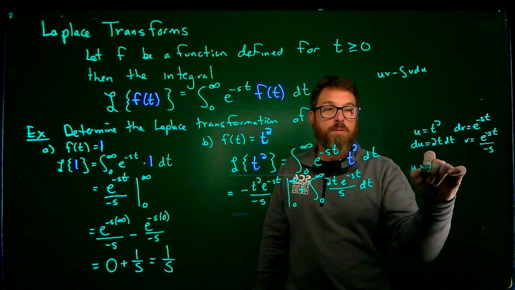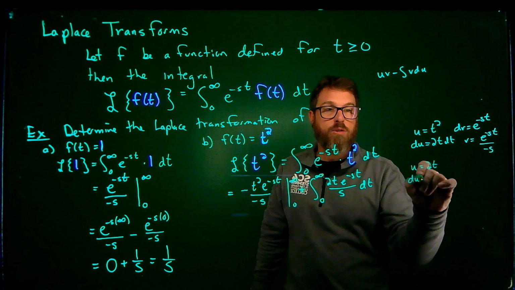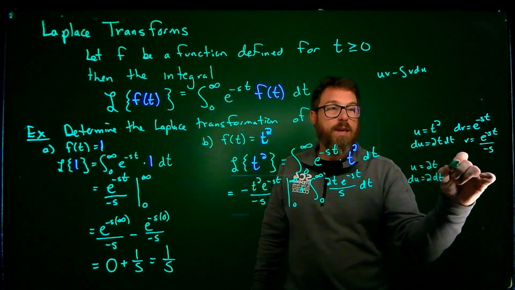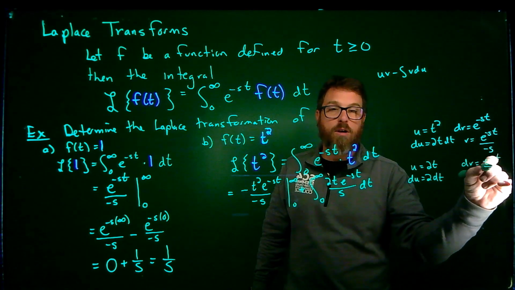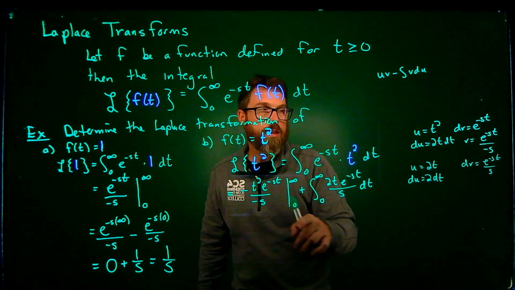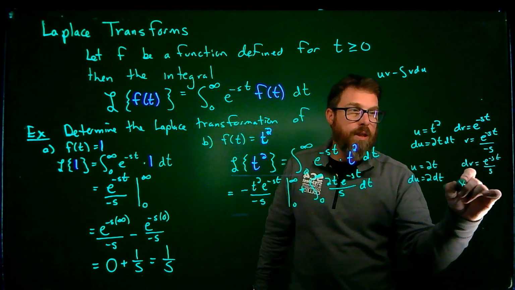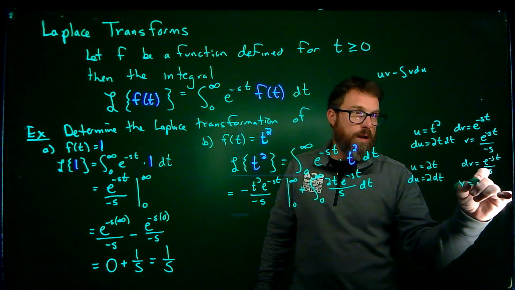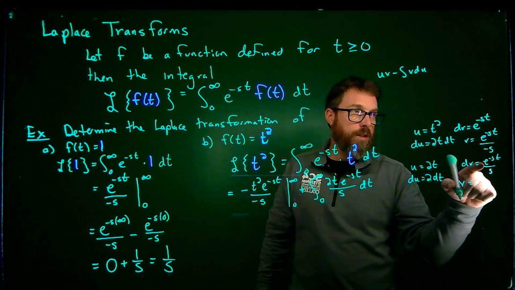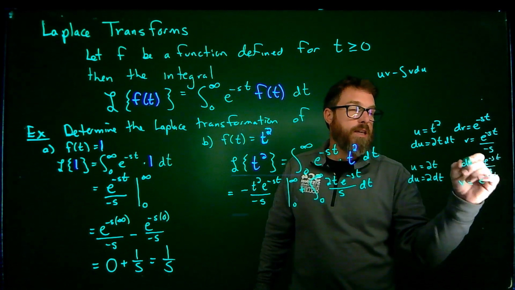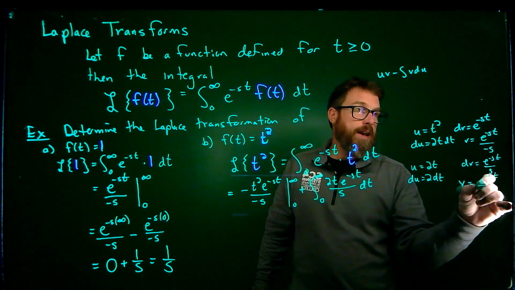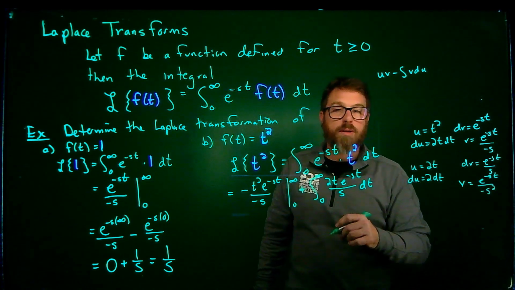So u is going to be equal to 2t, du is going to be equal to 2 dt, and then dv is going to be equal to e to the minus st all over s. I know I can pull out the s, but it's too late for me now. So v is now going to be the antiderivative of this, which is going to be minus e to the minus st divided by that negative s, so this is going to be minus s squared.